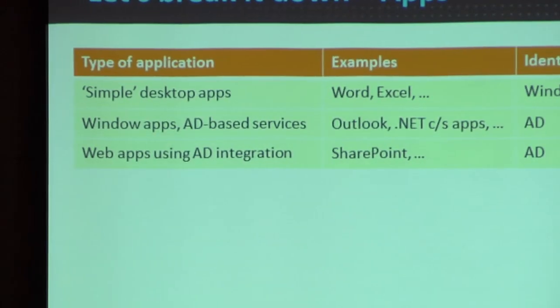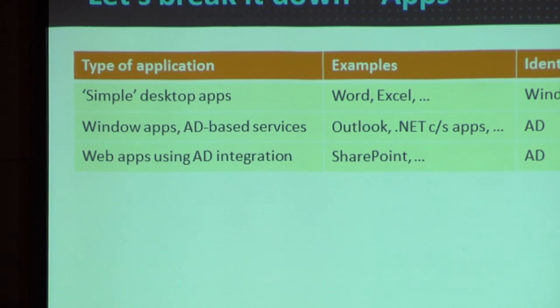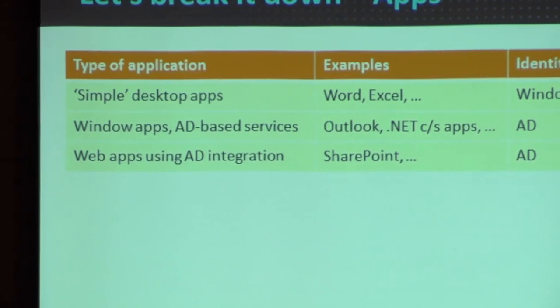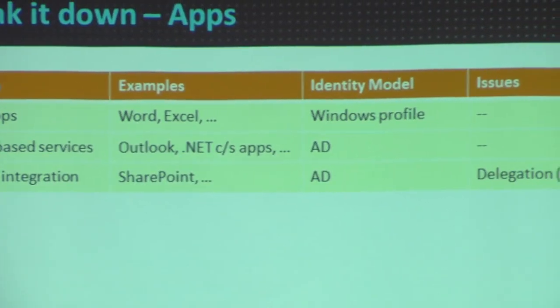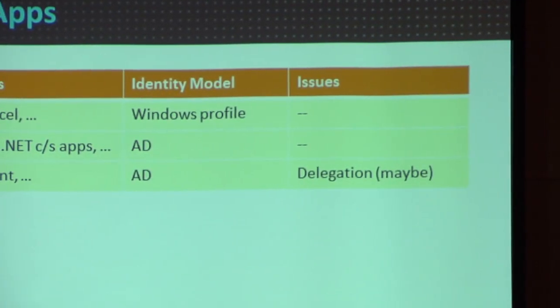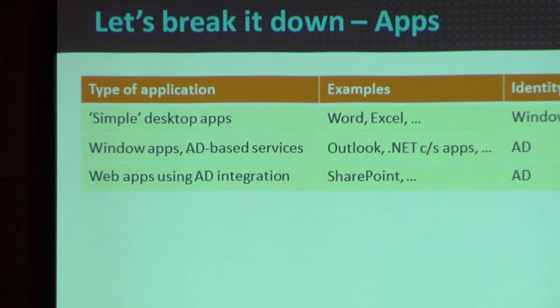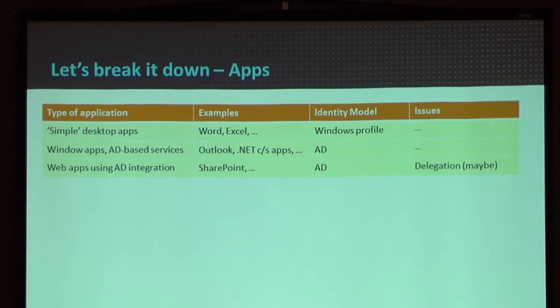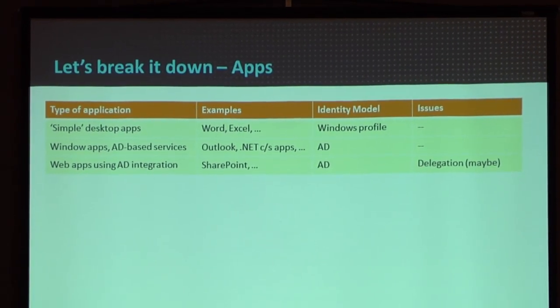So the first category of applications I talked about, these are the straightforward ones. They're applications that just deal with files, let's say, either locally in your profile or maybe on file servers. But for them, identity is almost nothing more than the Windows profile. Excel and Word, you don't have login as such. It's just the profile.